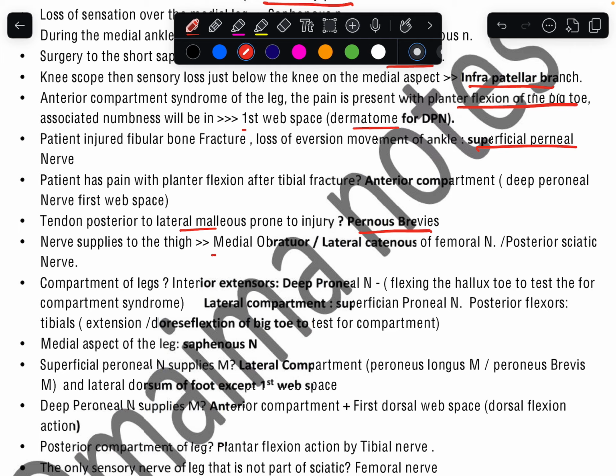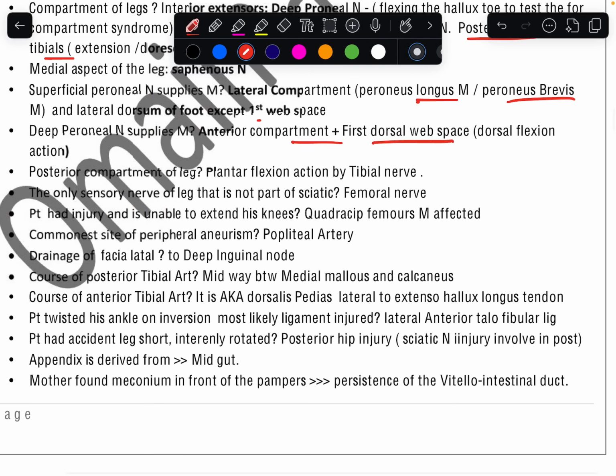Compartments of the leg: anterior extensors, deep peroneal; flexor hallucis longus, deep peroneal nerve. This is deep peroneal. Posterior compartment, deep flexor hallucis longus; lateral compartment, superficial peroneal; posterior flexors of the tibia. Medial aspect is long saphenous vein, superficial peroneal nerve, lateral compartment, peroneus longus and brevis, dorsum of the foot except first web, deep peroneal nerve, first dorsal web. Posterior compartment, plantar flexion by tibial nerve, dorsiflexion by the deep peroneal nerve.